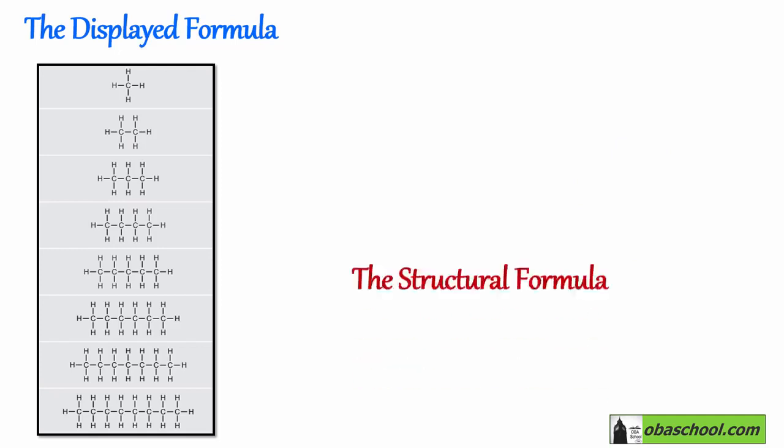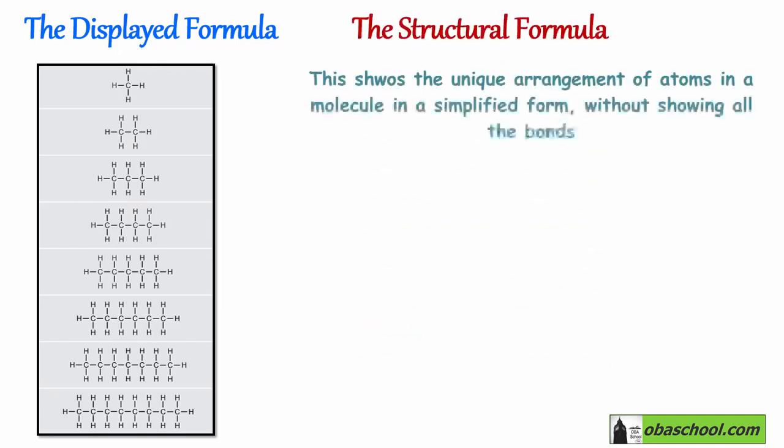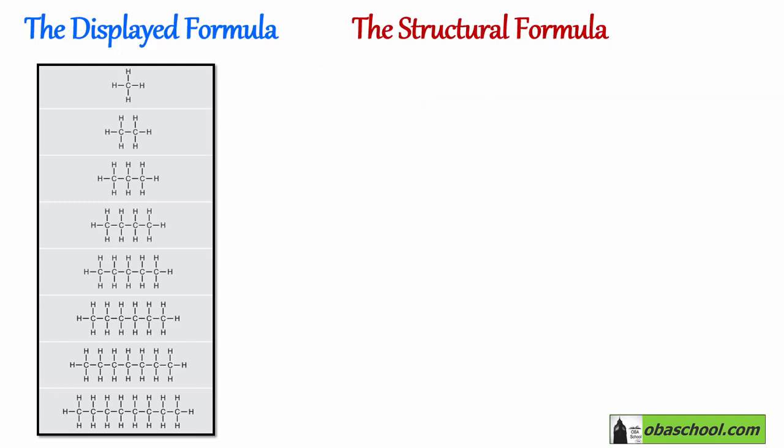Now we will examine the structural formula. So this formula will show the unique arrangement of atoms in a molecule in a simplified form. So we will not show the bonds. We will show only the atoms in a molecule. So for example, if we want to write the structural formula of this molecule, we have one carbon atom and we have four hydrogen atoms bonded to it. So we will write CH4.